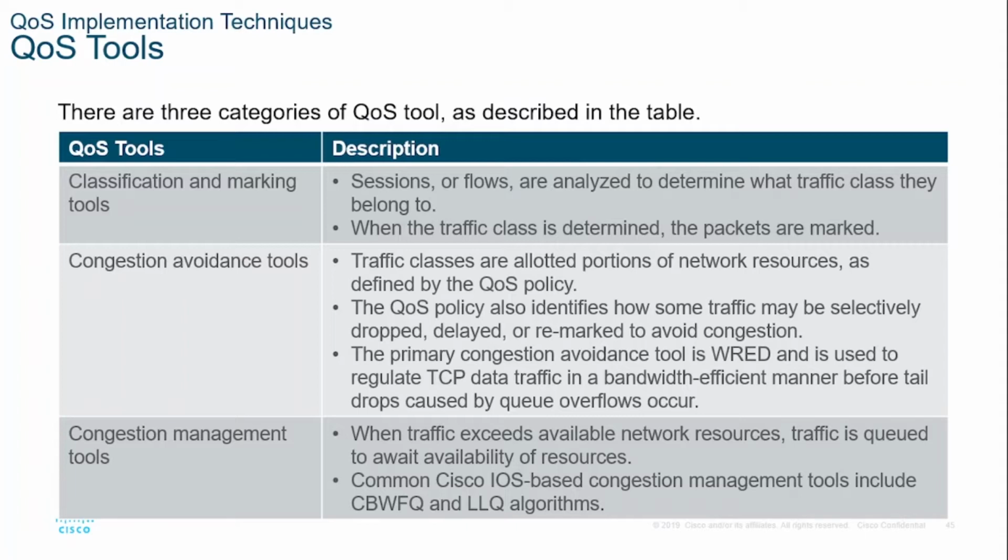And the last one is the congestion management tools. When traffic exceeds available network resources, traffic is queued to await availability of resources. Common Cisco IOS-based congestion management tools include the CBWFQ and LLQ algorithms.